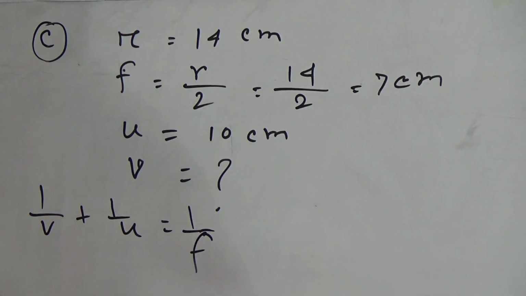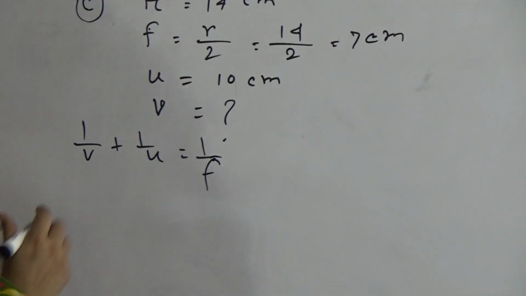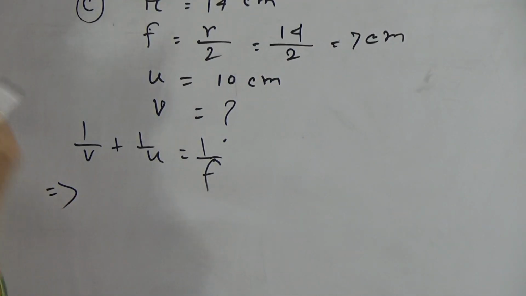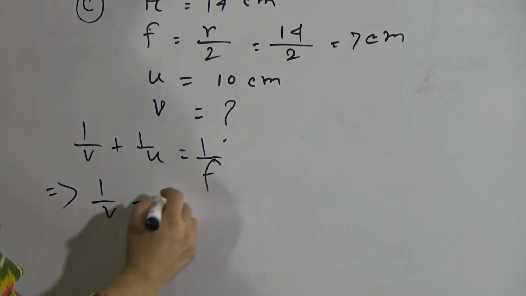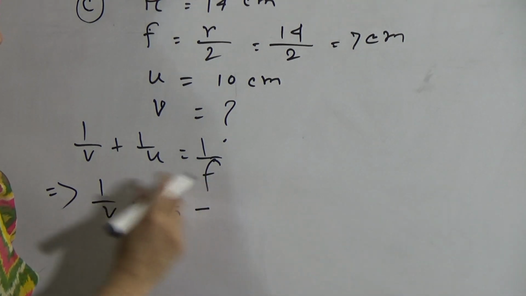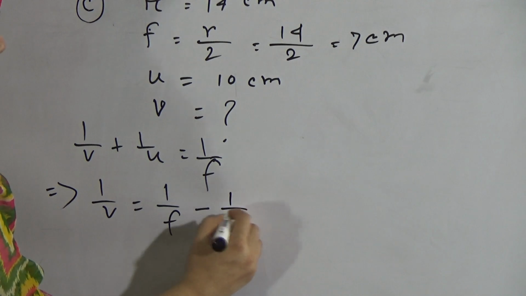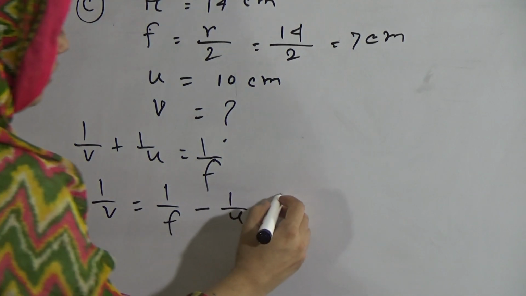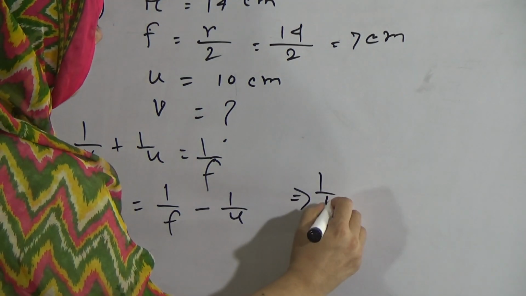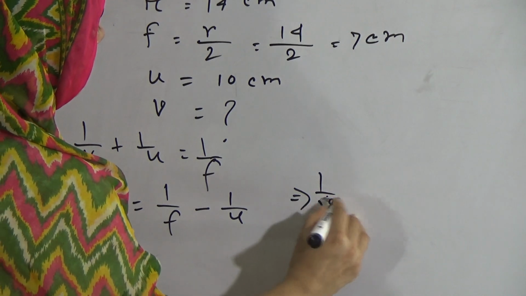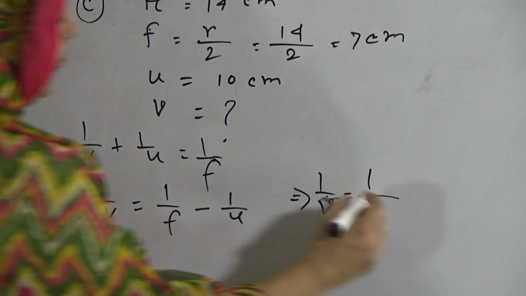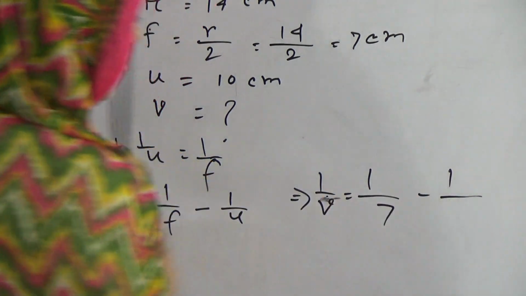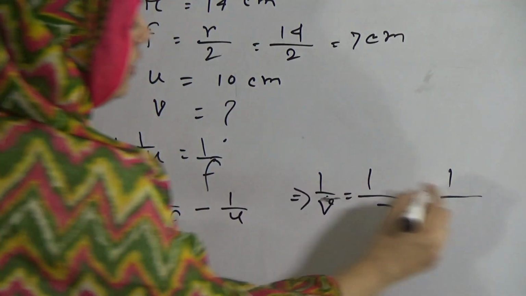By using this formula we can solve this mathematical problem. So we have to find out the v. So 1 by v equals 1 by f minus 1 by u. Now put the value. 1 by v equals 1 divided by f, f means 7, minus 1 by u, u means 10.